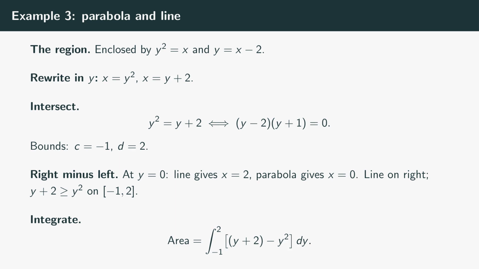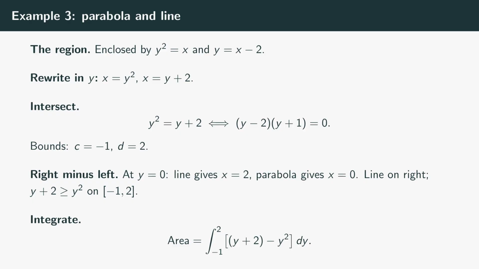Which curve is on the right? Pick a test point in the middle, say y equals 0. The line gives x equals 0 plus 2 equals 2. The parabola gives x equals 0 squared equals 0. The line is to the right. So x sub R equals y plus 2, the line, and x sub L equals y squared, the parabola.